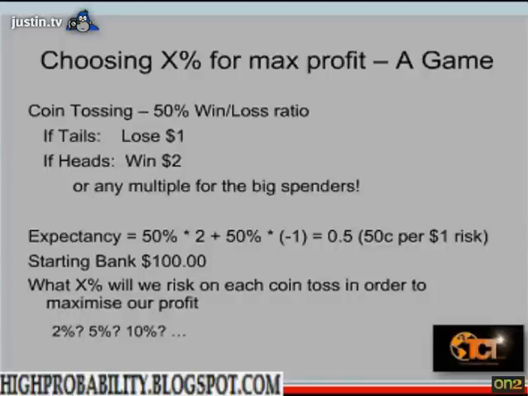And we do this with a coin toss type game. Some of you might have seen these in the past, but we'll do it again. Coin tossing is obviously a 50% win-loss ratio over the long term. In this case, we'll have a betting game where if it comes down tails, you lose $1. If it's heads, you win $2.